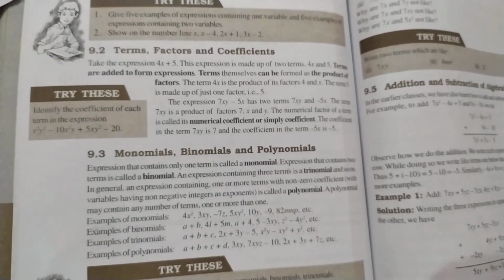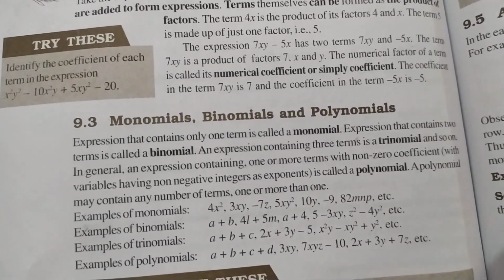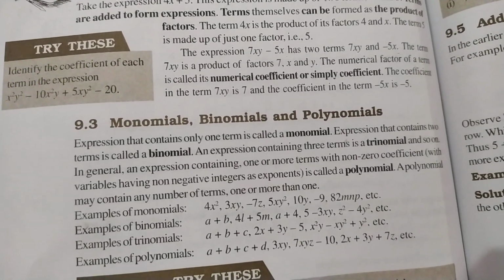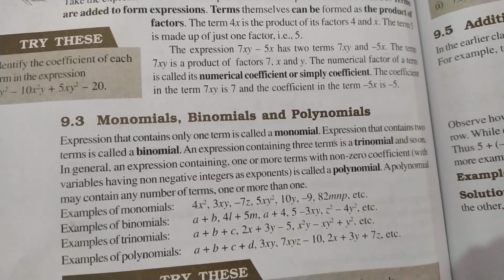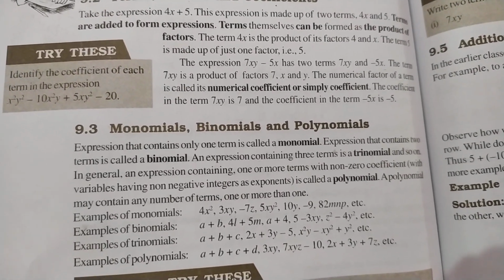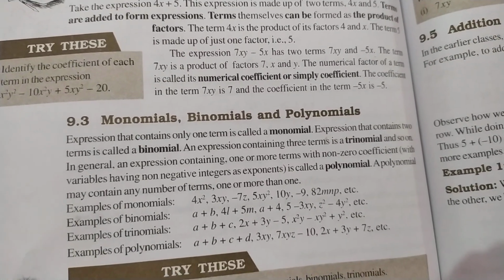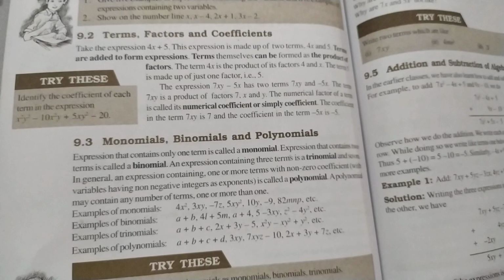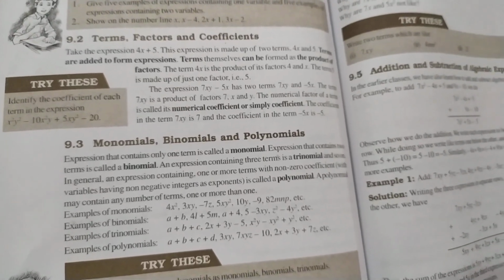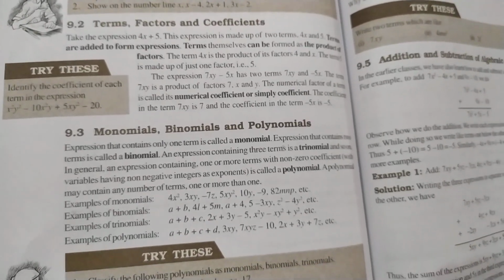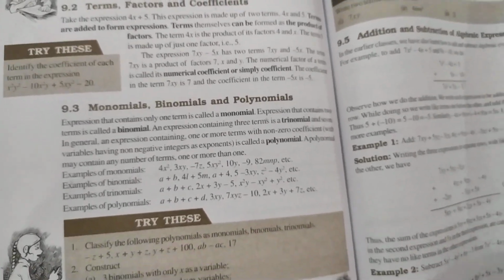Fine. Then we have monomial, binomial and polynomials. A monomial always has one term in it, an expression with one term. Binomial: an expression with two terms. And trinomial: an expression with three terms. And a polynomial will have non-negative integers as exponents, meaning every power is positive. Any algebraic expression whose powers are positive is called a polynomial.